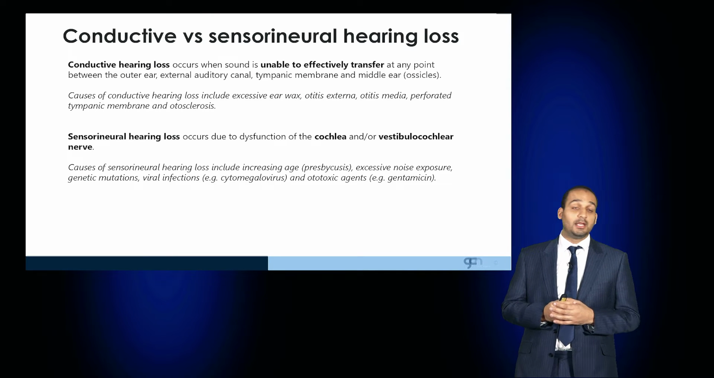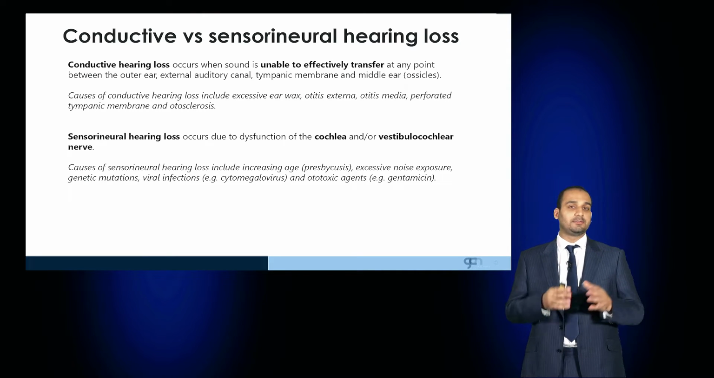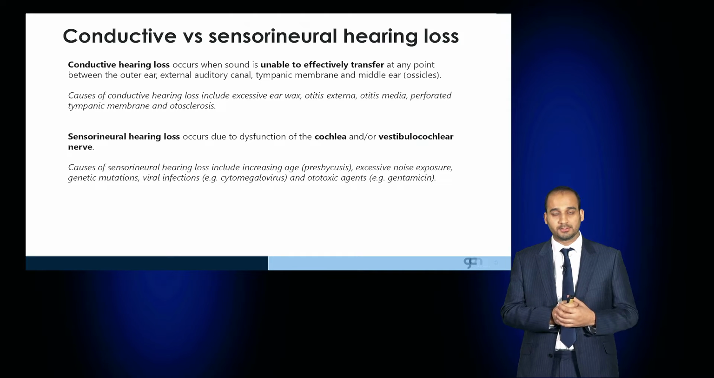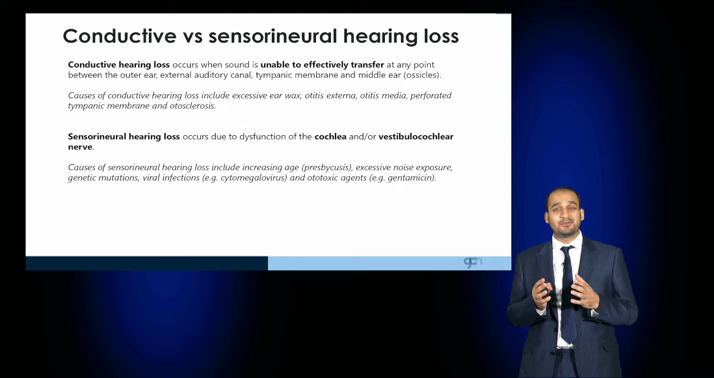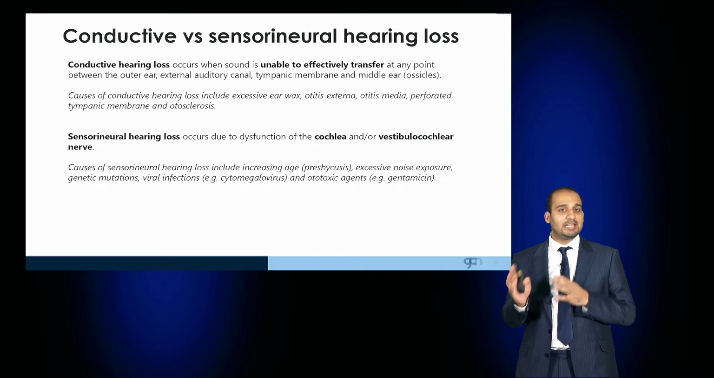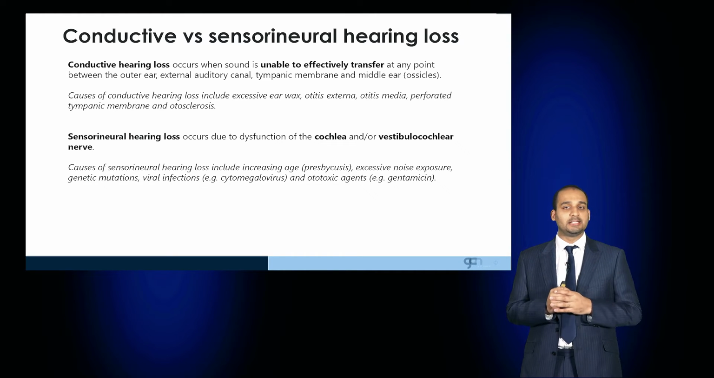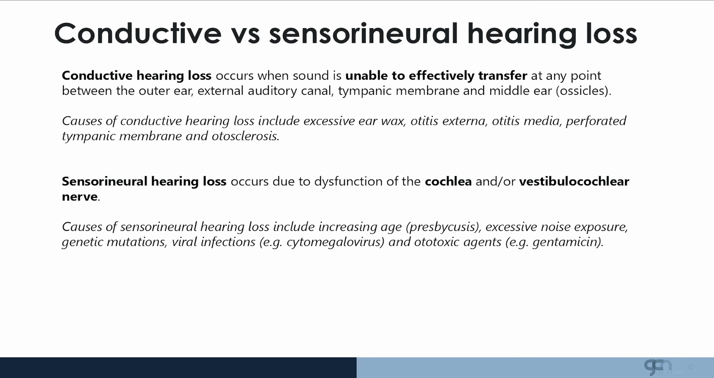In more detail, you should distinguish whether the patient has any signs of conductive or sensorineural hearing loss. Conductive hearing loss occurs when sound is unable to effectively transfer at any point from the outer ear through into the inner ear. That includes the external auditory canal, the tympanic membrane, the middle ear, the ossicles. Conductive hearing loss can occur due to excessive earwax, otitis externa, otitis media, a perforated tympanic membrane, or otosclerosis or presbyacusis. Sensorineural hearing loss occurs due to dysfunction of the cochlea and/or the vestibulocochlear nerve.